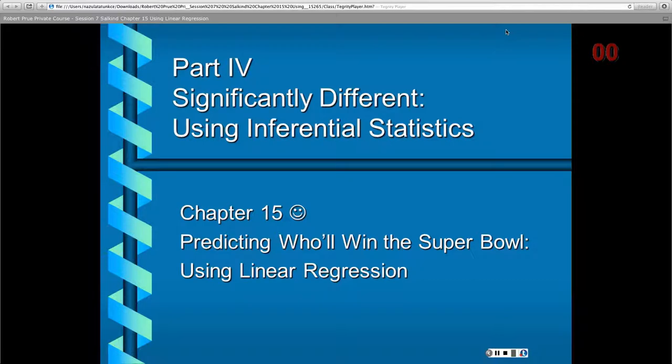Because besides predicting who will win the Super Bowl or the World Series or the golf tournament or whatever, it can help you determine how well clients will do based on their scores at one time, how well will they do at another time. So linear regression is used all the time in education.